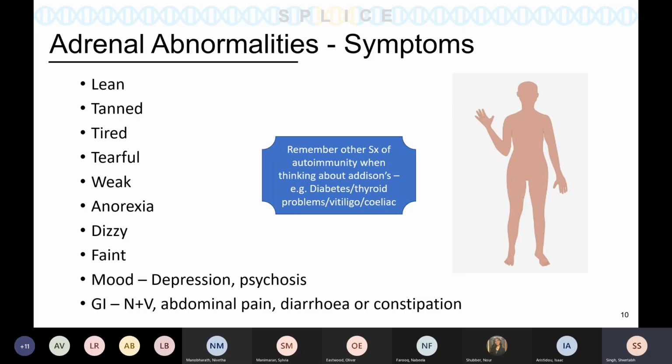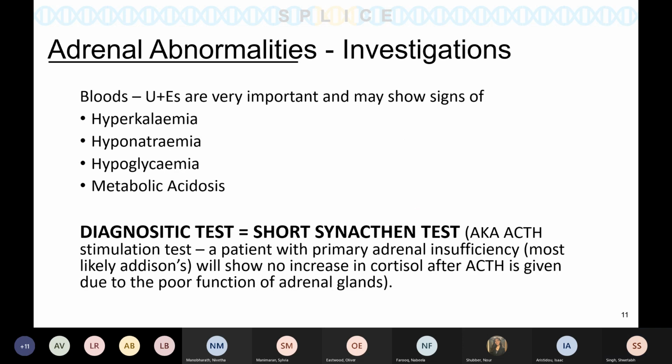a sort of autoimmune picture, which thus includes an Addison's diagnosis. So could you go into the next slide, please? Great. So investigation. These are so important for an Addisonian picture, and I'll quickly talk through them.